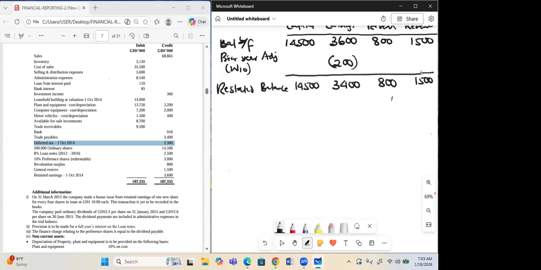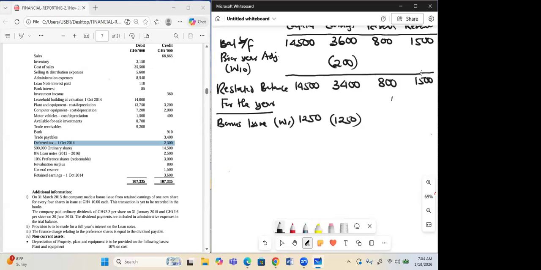Then you come to the issues that happened in the current year. First of all, there was an issue of shares, a bonus issue, which we worked in working number 1. We're transferring 1,250 from retained earnings to share capital. Are you okay? Yes, sir.